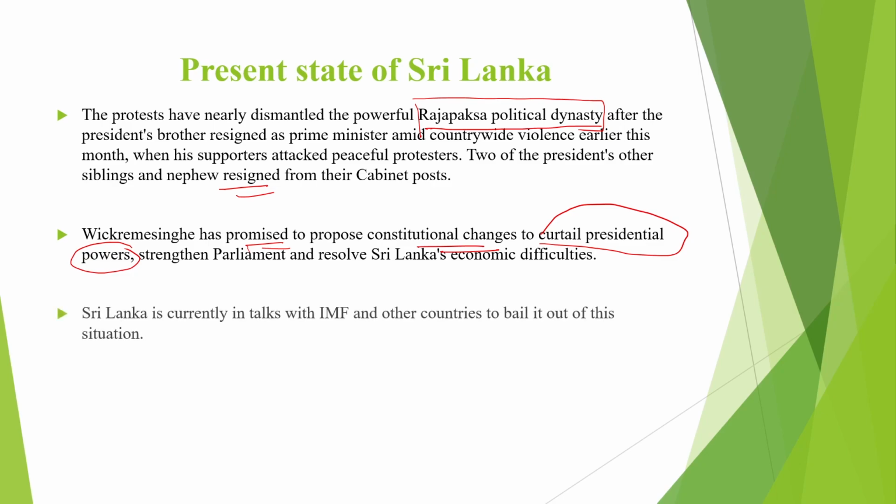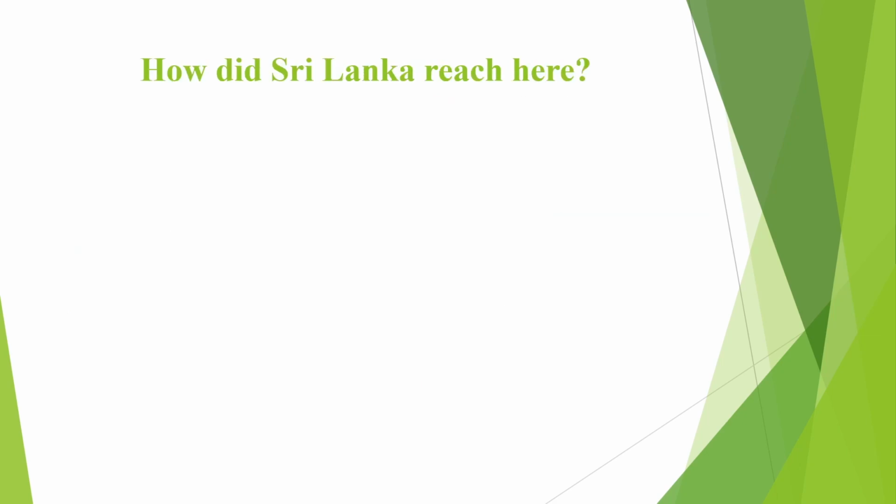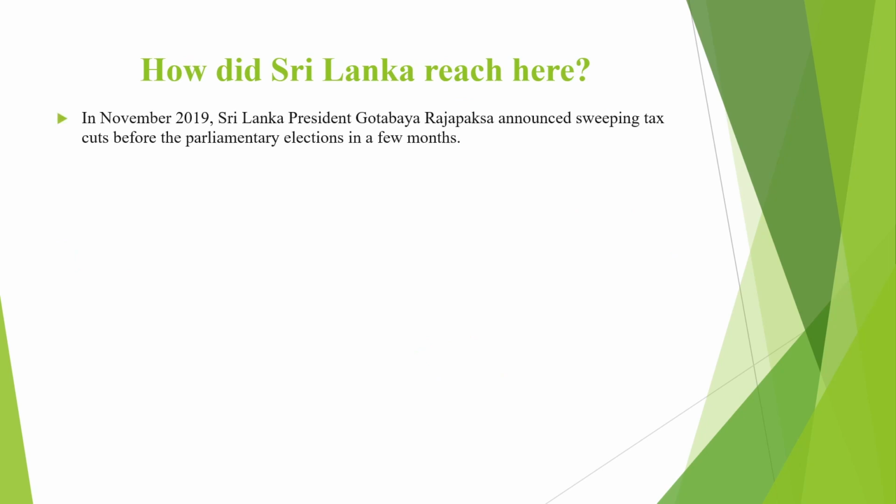Right now, Sri Lanka is in talks with different countries, with IMF. Sri Lanka is in talks with India, with China, and many other countries. And Sri Lanka is already getting help from different quarters, from IMF, from India, from China, and from many other countries. So this is the present state of Sri Lanka. Now the question is, how did Sri Lanka reach here? What are the reasons why Sri Lanka is facing this issue?